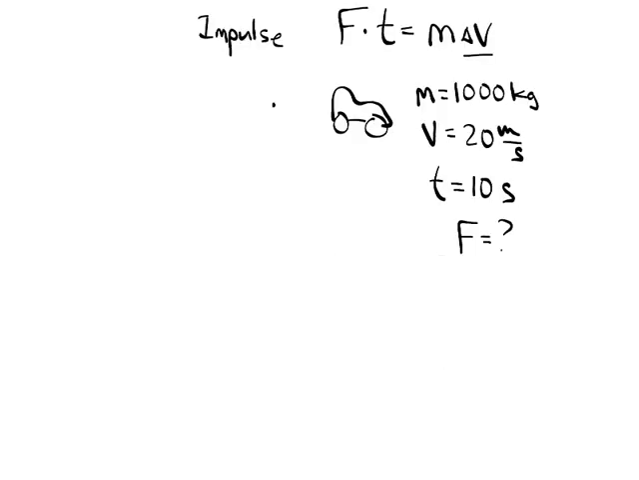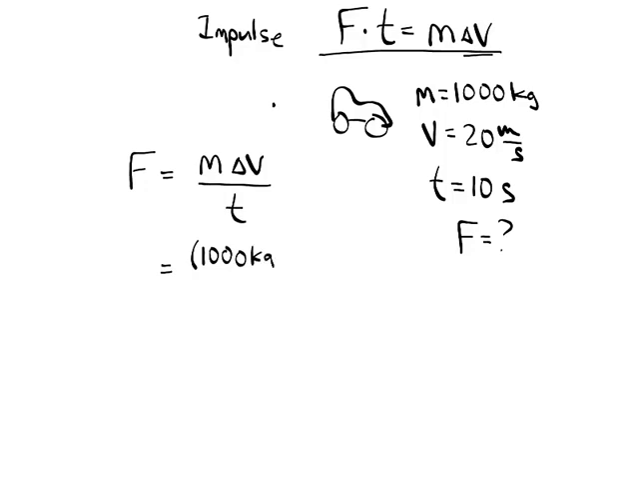All you have to do is take this formula right up here and solve it for force. If I do that, I'm going to divide both sides by time and I'm going to get the mass times the change in speed over time. Put the mass in first, 1,000 kilograms, and the change in speed. Now, I'm starting at 20 meters per second and I'm going to go to 0. That means I'm going to lose 20 meters per second of speed. That's why it's negative. I'm going to divide that by 10 seconds.